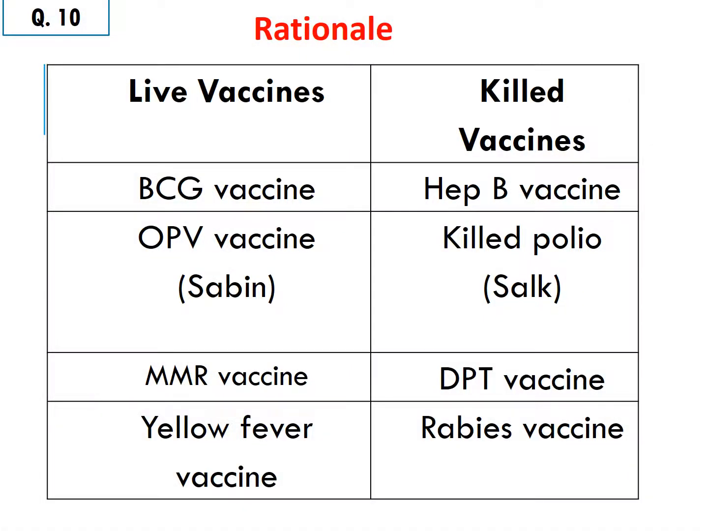Let us go for a rationale of live and killed vaccine. In the National Immunization Program, the vaccines which are routinely given, that is BCG, OPV, MMR, are all live vaccines. And killed polio vaccine, that is the injectable one, hepatitis B vaccine, followed by DPT, these are the vaccines that come under the killed vaccine category of the National Immunization Schedule.